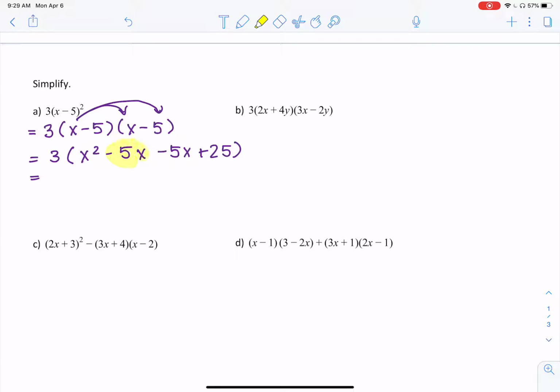And now we'll collect our like terms here. And finally, we can multiply in that 3. Just save it for last, because if you don't, there's a good likelihood that you'll accidentally multiply it in too many times.